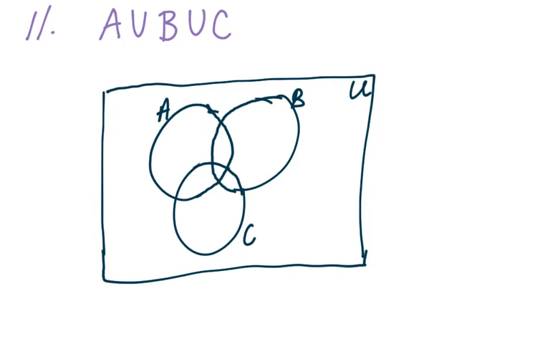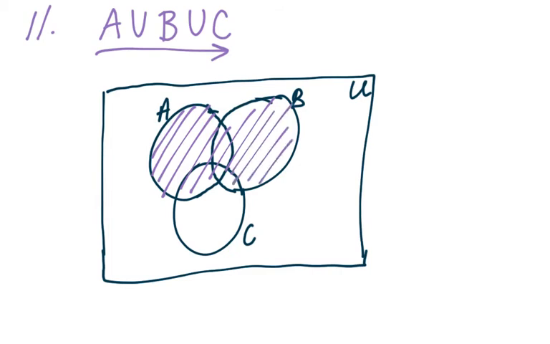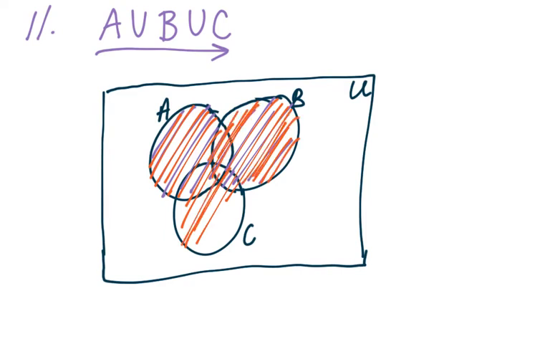For number 11, when we have A union B union C, again, there are no parentheses, so we're just going to go from left to right. And we're going to say, okay, A union B, that's everything that's included in A or B. And then we union that with C, so that's everything included in A or B or C. So my final result, I'm going to shade in red. So this is the shading when we have the union of all 3 sets.